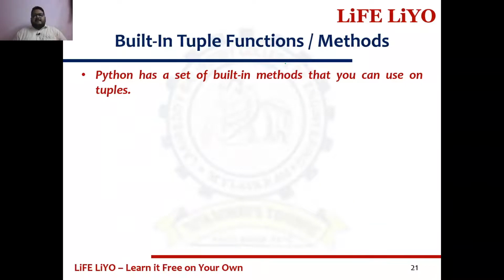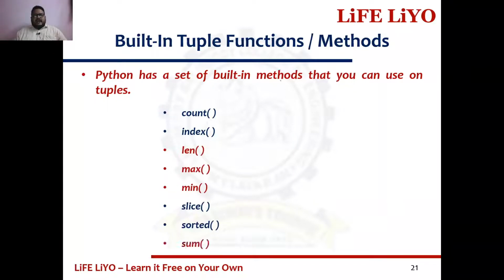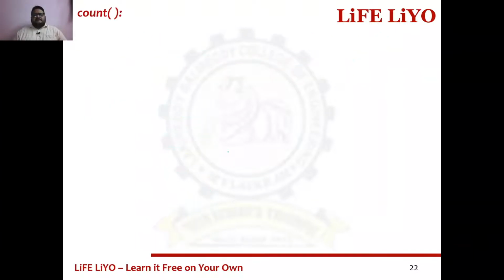Next, built-in tuple functions or methods. Python has various built-in functions and methods available for performing operations on tuples. Some of them are count, index, len, max, min, slice, sorted, and sum. In this video, we have seen length, max, min, sum. Then what about the others? Count, index, slice, sorted. First, count.